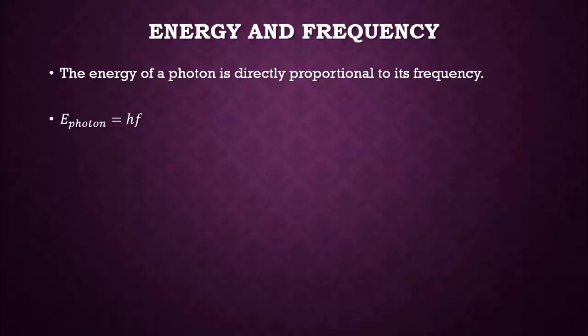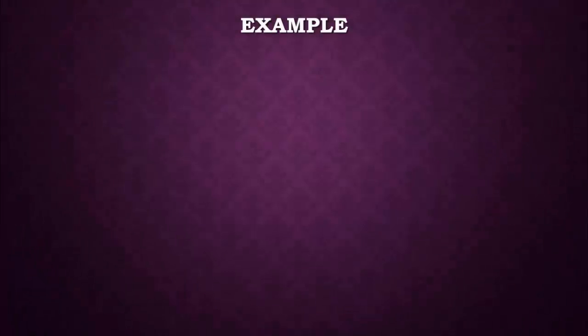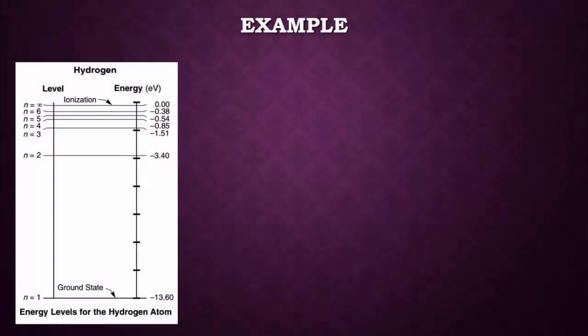E photon is the energy of the photon, f is the frequency, and h is a constant known as Planck's constant. You can find this value on the reference table. It's 6.63 times 10 to the negative 34 joule seconds. You'll see this equation written in an additional form on your reference table. Since f is equal to c over lambda, the energy of the photon could also be equal to hc over lambda.